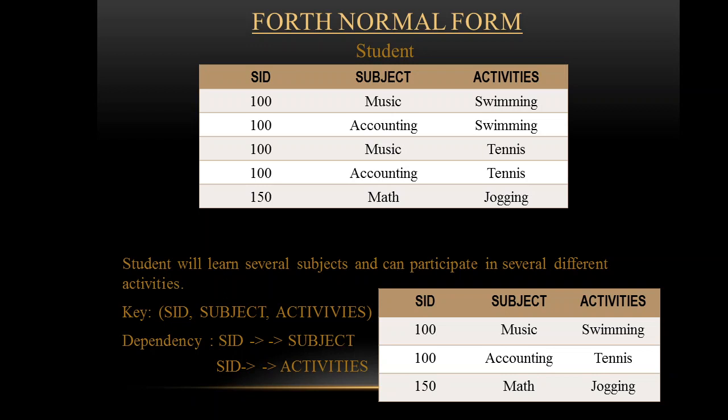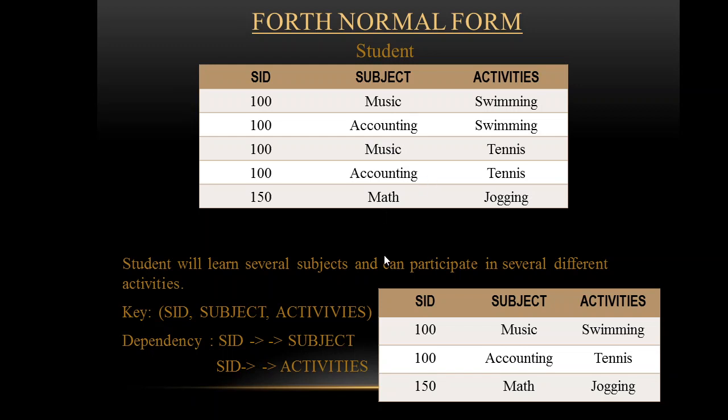So to prevent such misleading conclusions, what we do is we store all the combinations of subjects and activities, as you can see over here. For student ID 100 we have stored all the combinations: student ID 100 music, swimming; student ID 100 accounting, swimming; student ID 100 music, tennis; and student ID 100 accounting, tennis. So all the combinations are stored in this way.